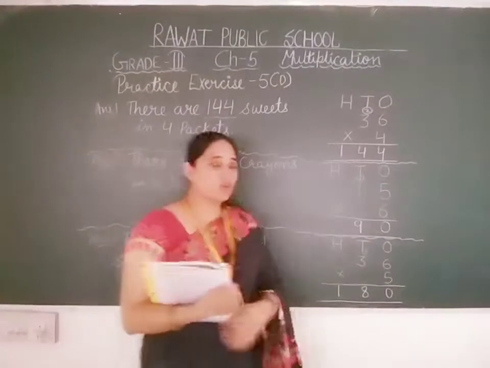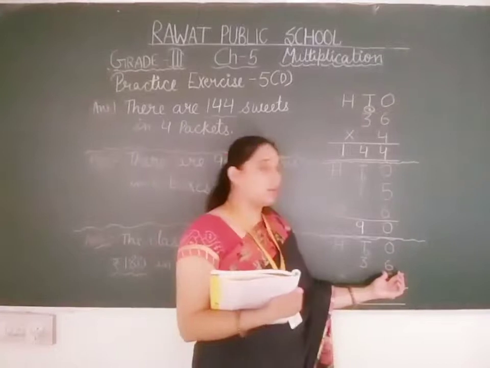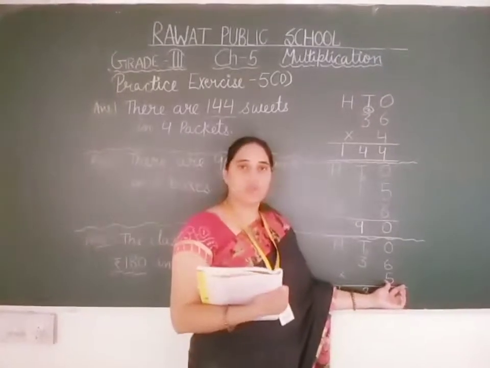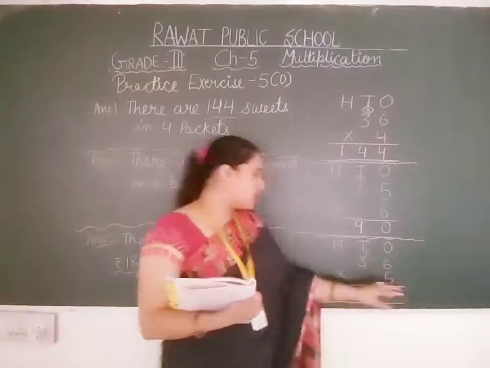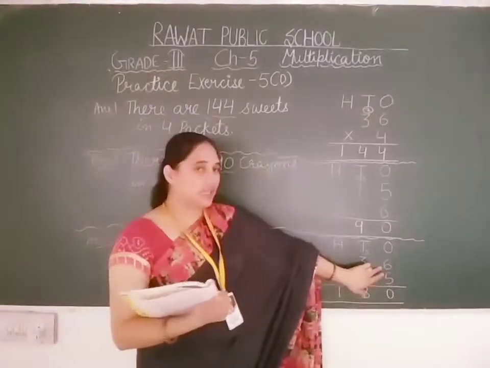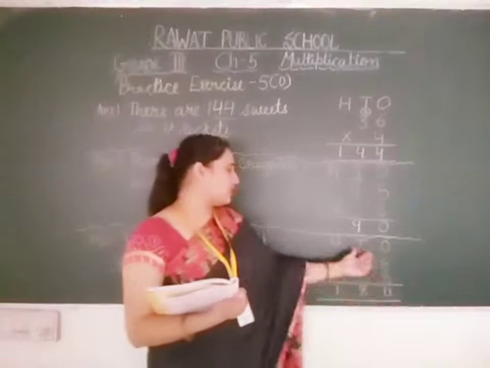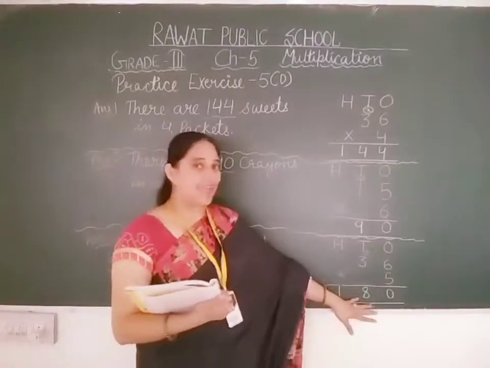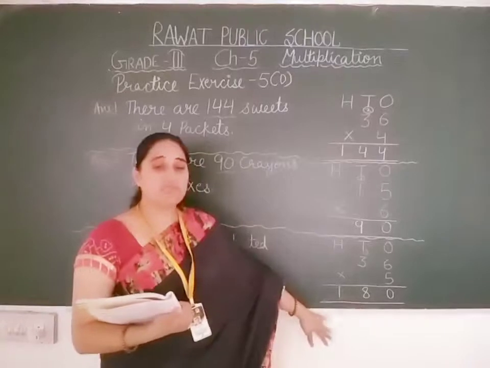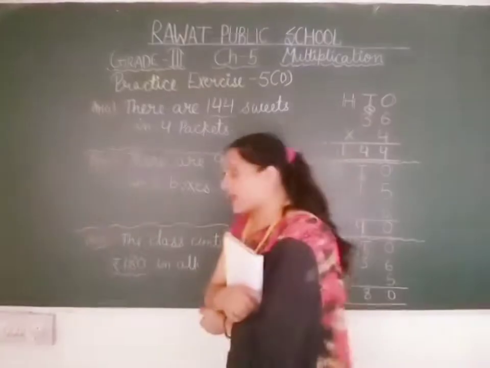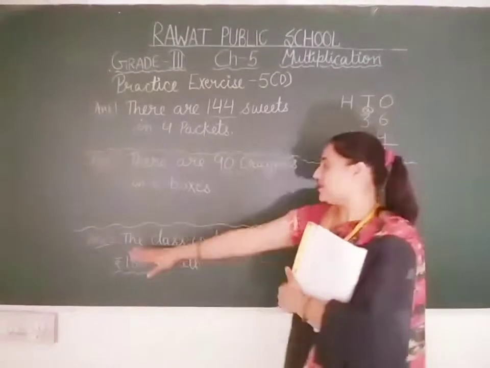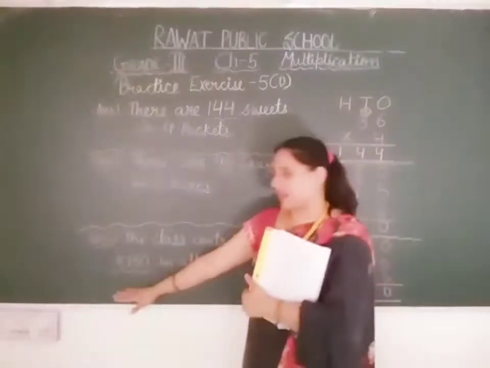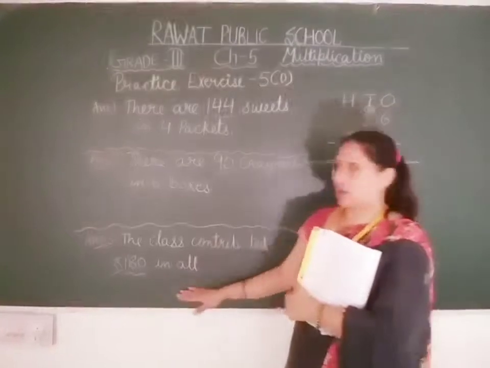So what we are going to do, first of all, we write down the number of students on the top and the amount of money which we are collecting from each. So 5 6s are 30, 0 down, carry 3. 5 3s are 15 plus 3 becomes 18. So the language of the answer will be: the class contributed rupees 180 in all.